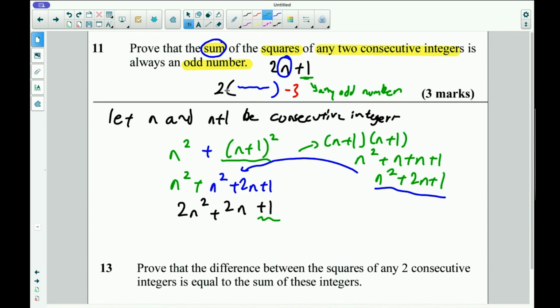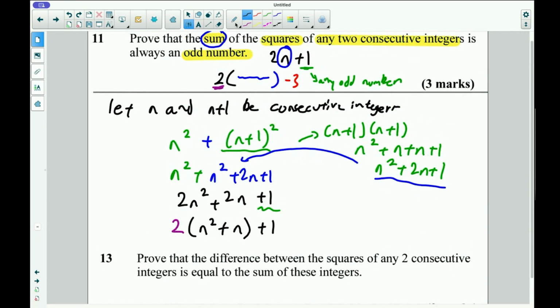But the key here is recognizing that because I want this 2 on the outside, I'm actually going to factorize a 2, or take out a GCF of 2, from just the first 2 terms. So this will give me n squared plus n just from those 2, and then +1. So some people might choose to factorize out the n as well. That's perfectly fine. But all we need to do is just factor out that 2. Okay, do we understand why we did that? So we want this 2 on the outside, right? Because we know that our answer should be 2 times something, and then plus or minus an odd number, okay?